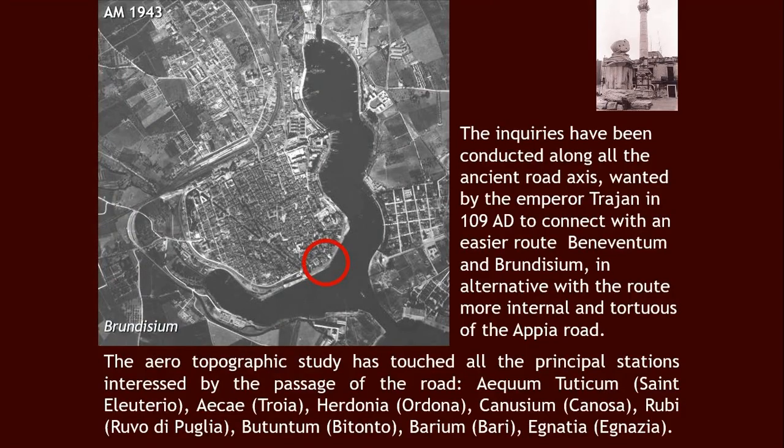The inquiries have been conducted along all the ancient road axis, wanted by the Emperor Trajan in 109 AD, to connect with an easier route Beneventum and Brundisium, as an alternative to the more internal and tortuous route of the Appian Way. The aerotopographic study has touched all the principal stations interested by the passage of the road: Equum Tuticum, nowadays Sant'Eleuterio, Ecae, nowadays Troia, Herdonia, nowadays Ordona, Canusium, nowadays Canossa, Rubi, nowadays Ruvo di Puglia, Butentum, nowadays Bitonto, Barium, nowadays Bari, and Egnatia.